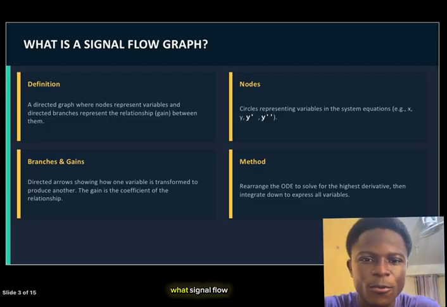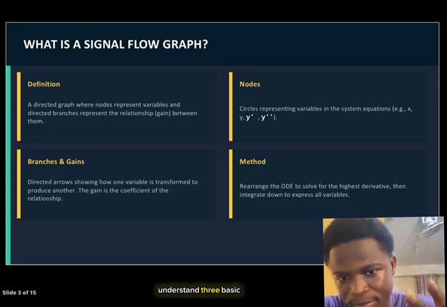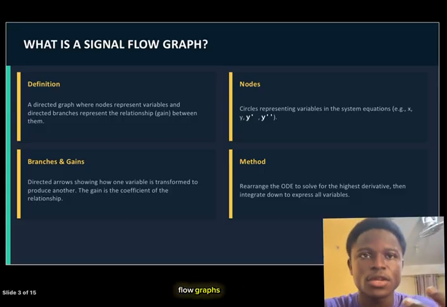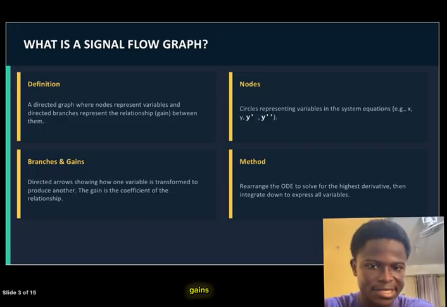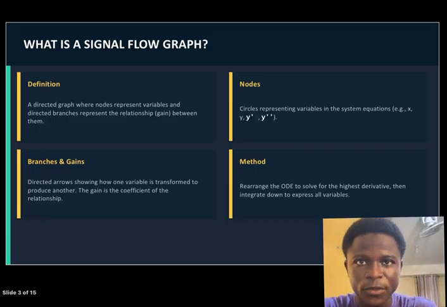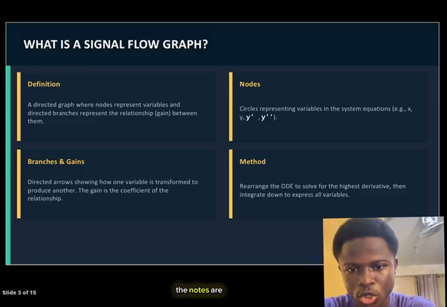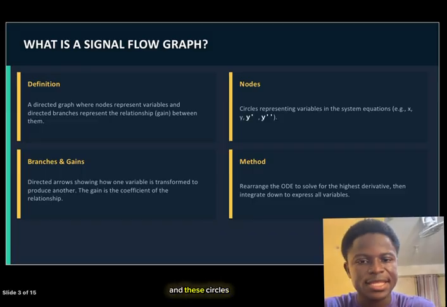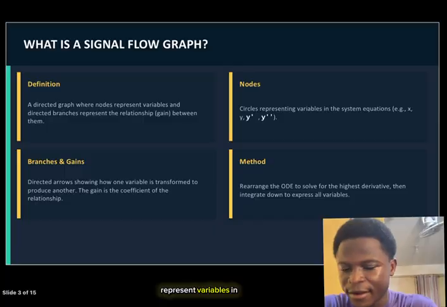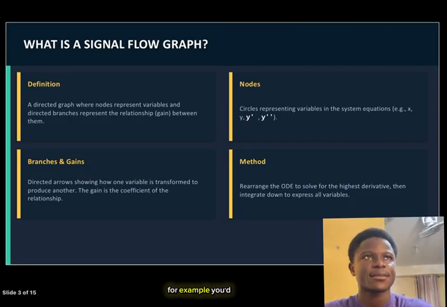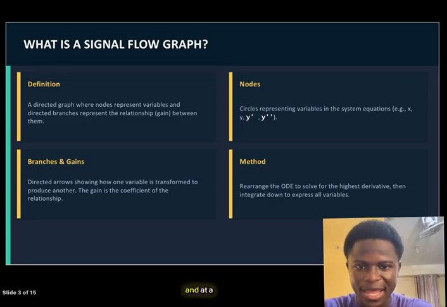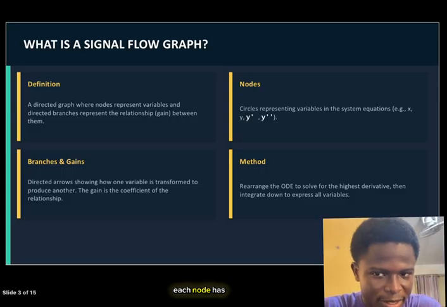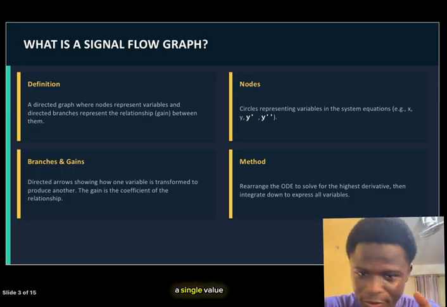To comprehend what signal flow graphs are, you need to understand 3 basic components: 1 being the nodes, 2 branches, and 3 gains. The first one, nodes. In our signal flow graphs, the nodes are the circles, and these circles represent variables in the equation. For example, you'd have y prime, and at a single stage in the system, each node has a single value.